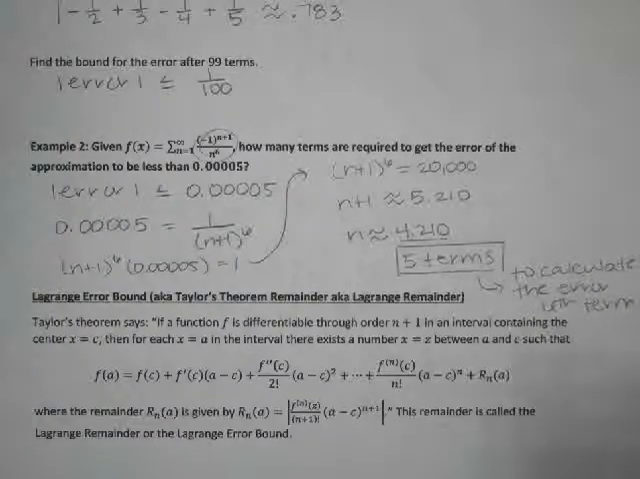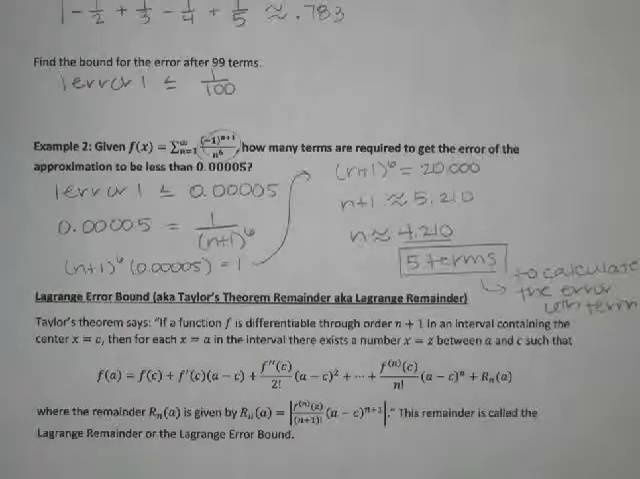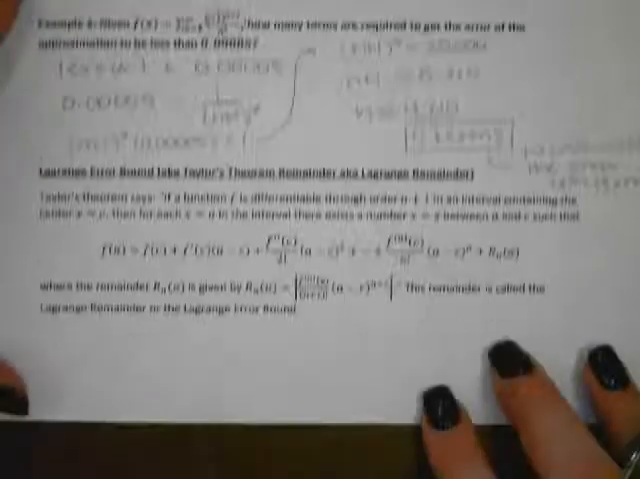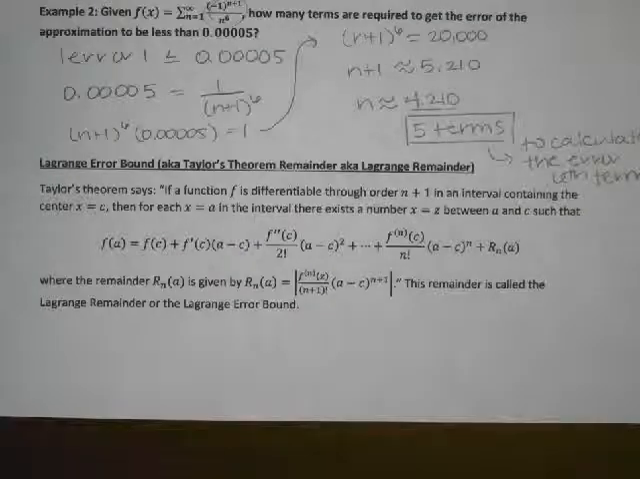All right, so that's how you do alternating series. You just look for the next term, and that tells you if you need to figure out how many terms, then n plus 1 is going to get you there. Okay, so that part makes a lot of sense. It's pretty straightforward. Next, we're going to look at Lagrange error bound, and that's where we're going to spend the majority of our time.